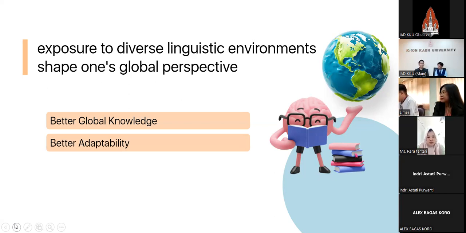Because I am familiar with the accents here in Thai, like English Thai, so I can understand more compared to the first day I came here. I had difficulty understanding the driver. That's why right now it's better adaptability.